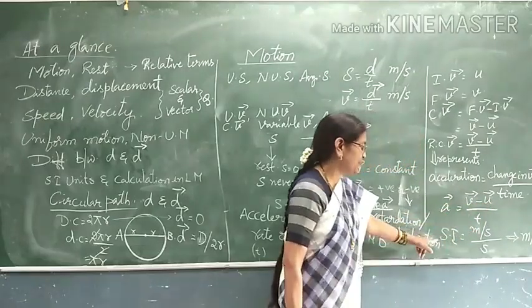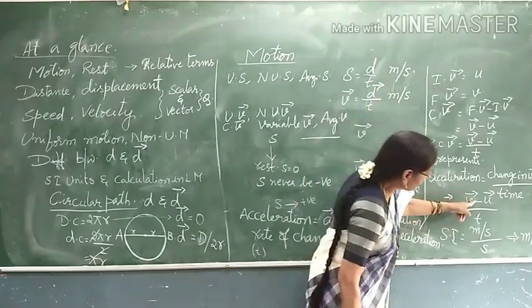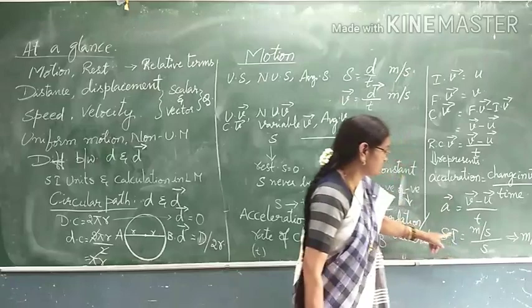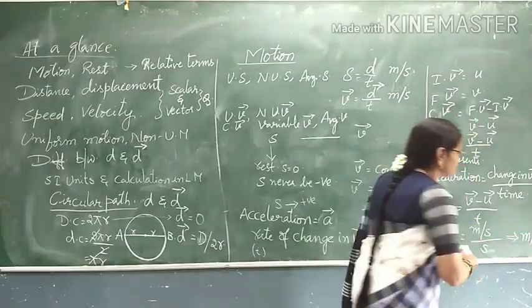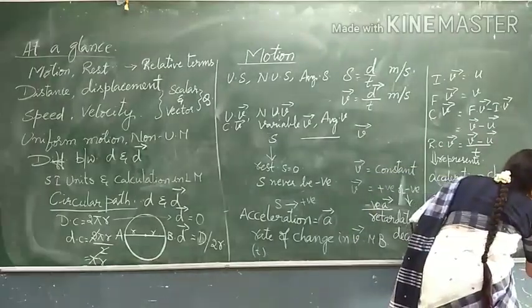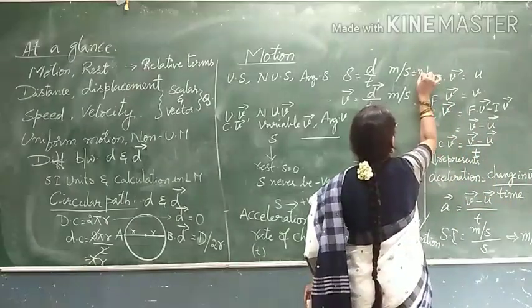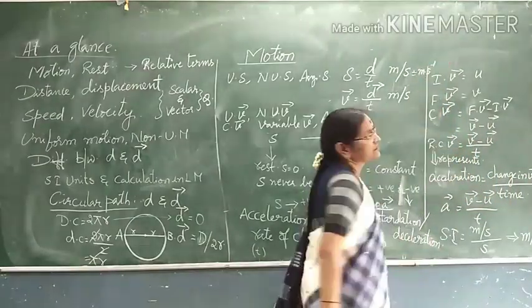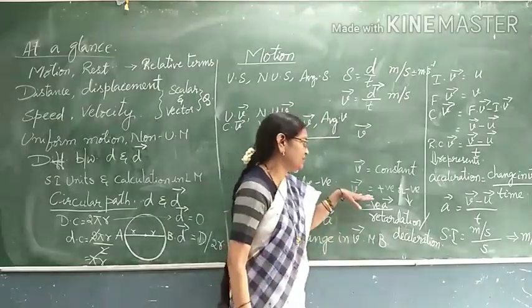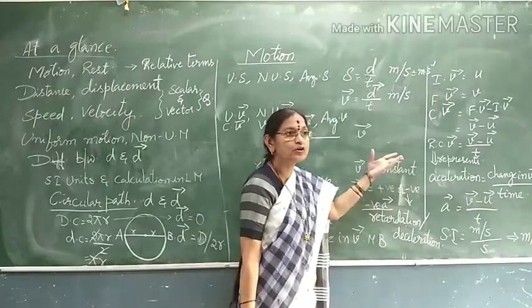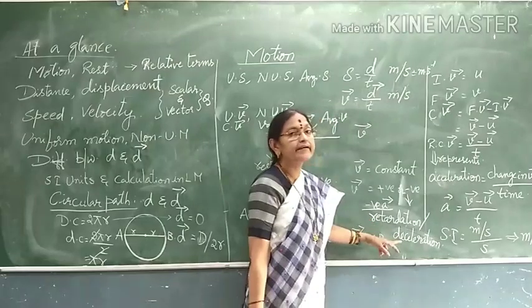Now coming to the SI unit: the unit of velocity or speed is meter per second. So here it is meter per second per second, which equals meters per second square. When you write this, you will write meters seconds inverse square. Have you understood? Now, when the velocity of a body is decreasing, it is called retardation or deceleration.